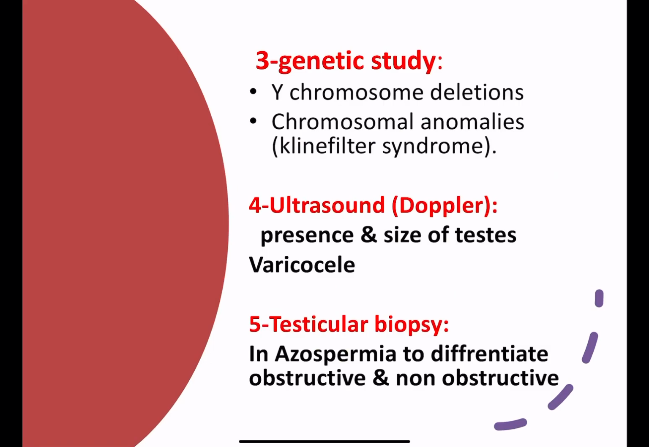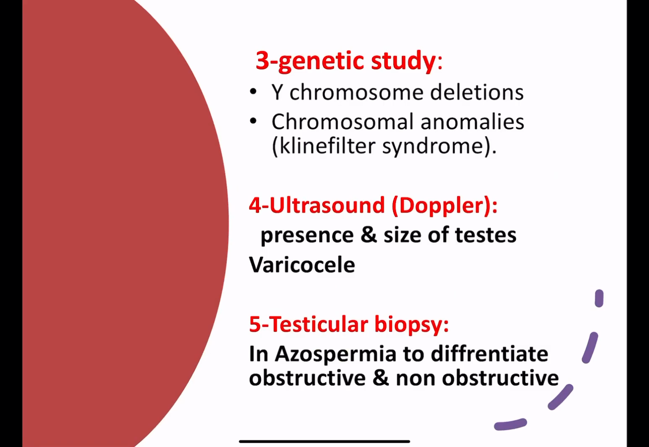If the patient has azoospermia, we may have to do a genetic study, karyotype, to see whether there is Y chromosome deletion or to diagnose Klinefelter syndrome. Number 4, ultrasound Doppler study for the presence and size of the testis and for the presence and grading of varicocele. Number 5, testicular biopsy, where we take a sample from the testis and examine it under the microscope to see whether there is spermatogenesis or not.